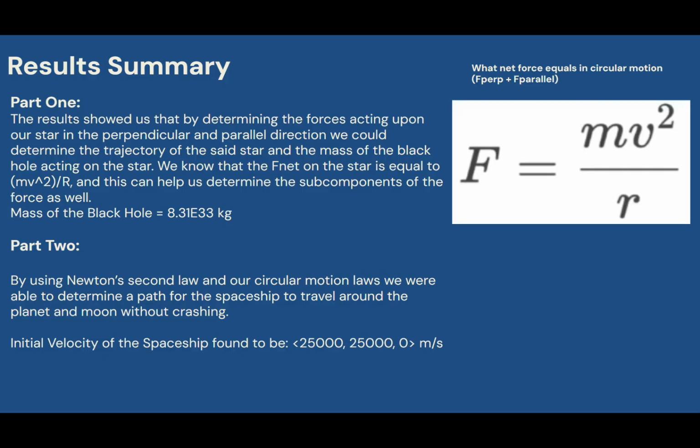For part 2, by using Newton's second law and our circular motion laws, we were able to determine a path for the spaceship to travel on the planet and moon without crashing. The initial velocity of the spaceship we found to be 25,000 as a vector, meters per second.